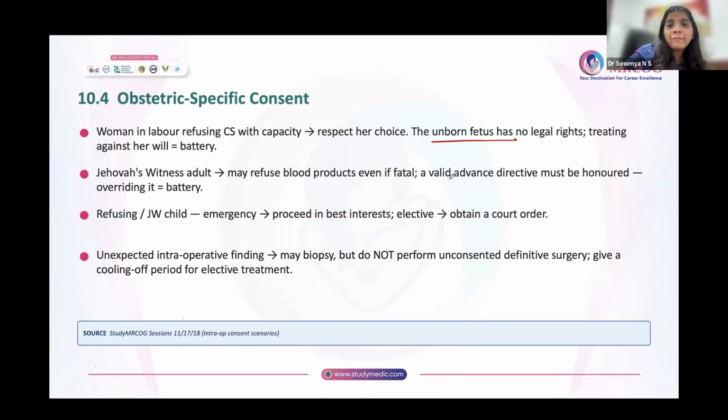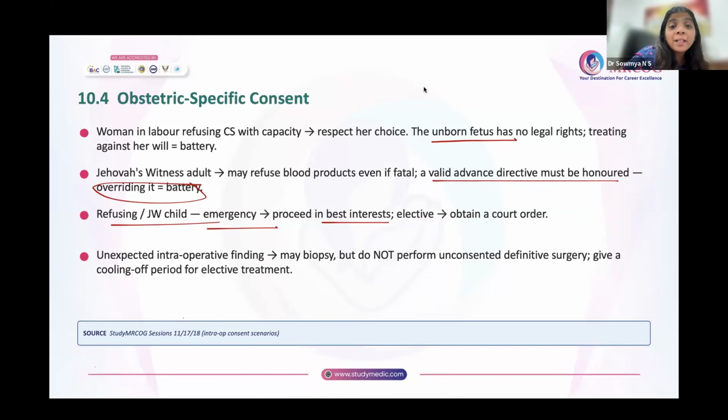A Jehovah's Witness adult may refuse blood products even if fatal. A valid advance directive must be honored. Overriding is a battery, which I have mentioned. For a child of Jehovah's Witness parents: in an emergency, proceed in the best interest; if elective, obtain a court order.